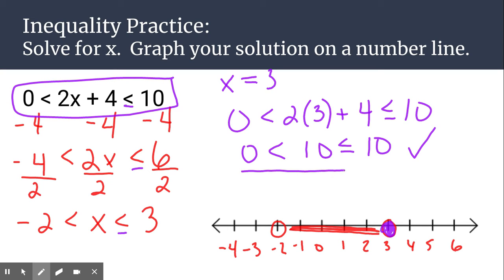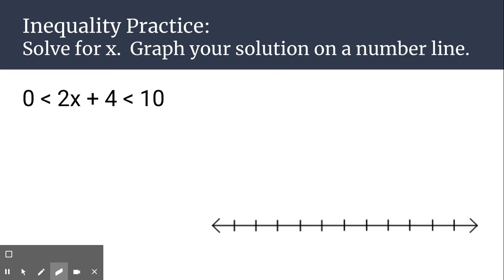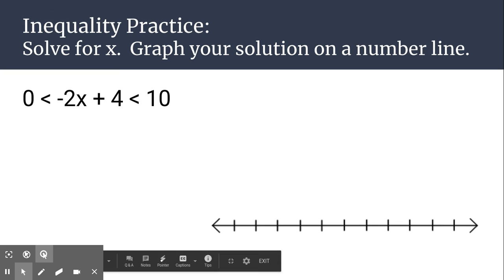0 is less than 10, and 10 is less than or equal to 10, right? 10 is equal to 10. So now 3 made this true, so we'd have to shade it in. Let's take a look at one more example.